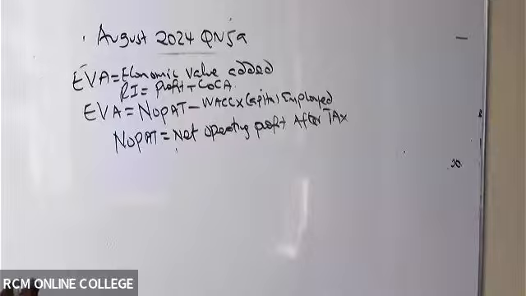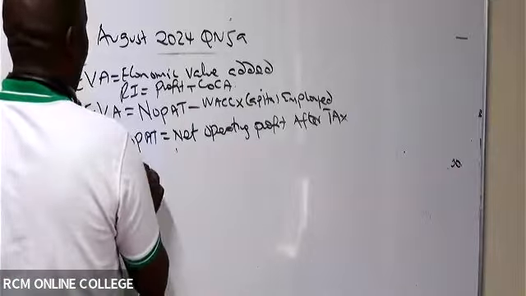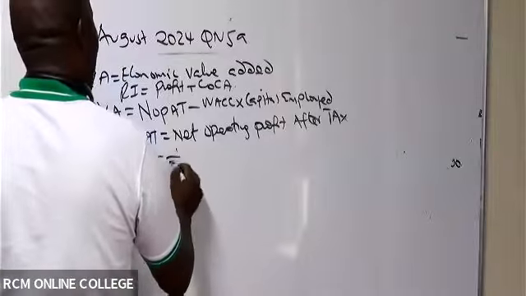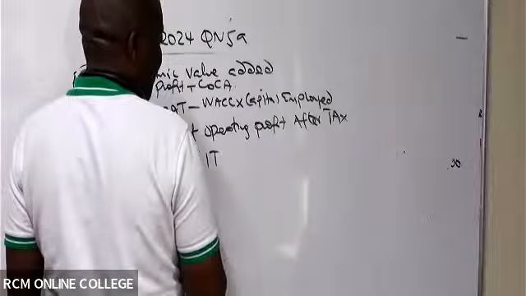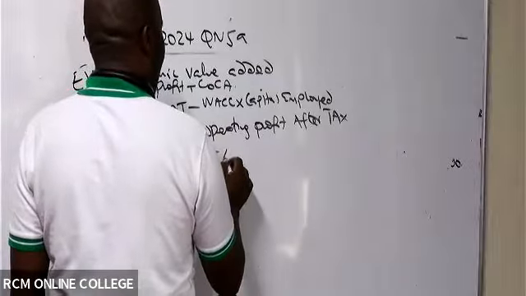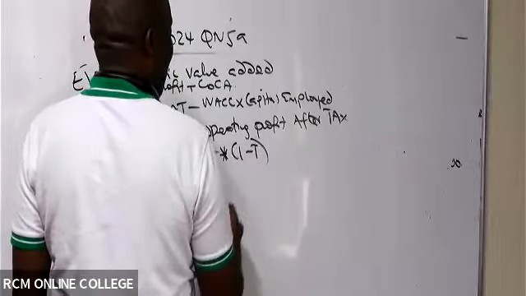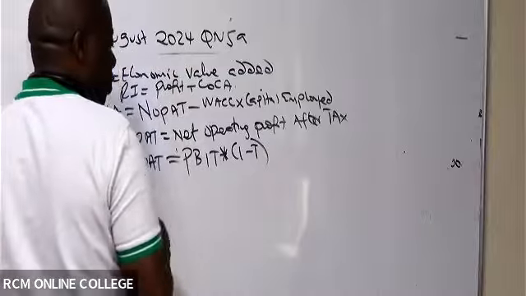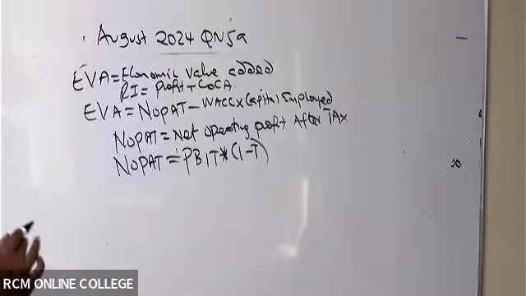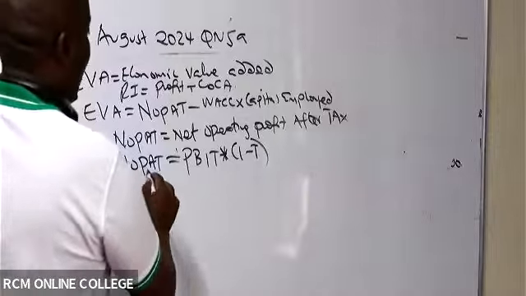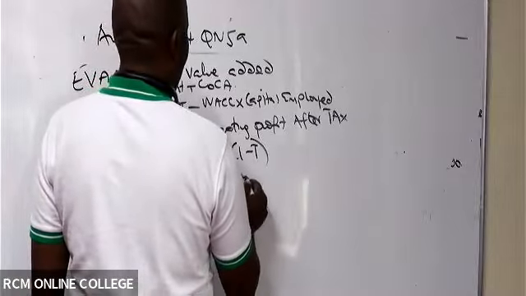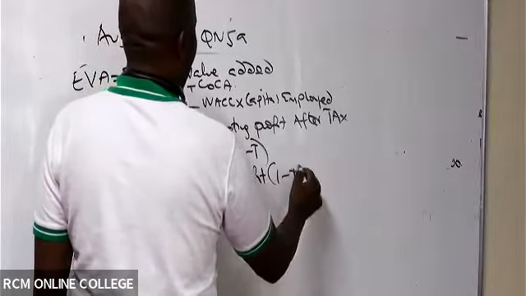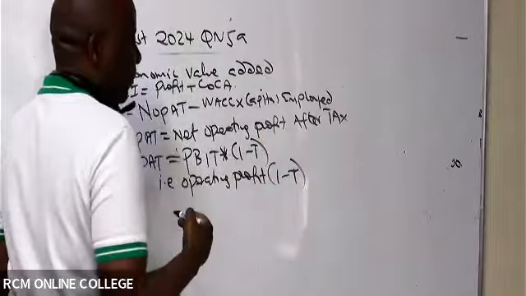And how do we get this NOPAT? To get NOPAT, because it's operating profit, you take this operating profit, PBIT, times 1 minus tax. 1 minus tax, that is NOPAT. Anytime they want us to get NOPAT, you take the operating profit times 1 minus tax, like that.